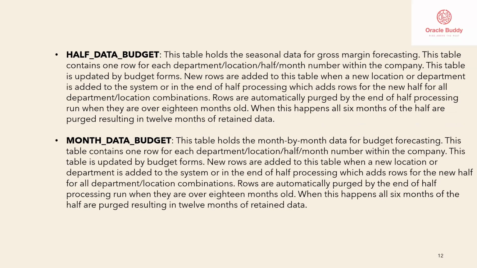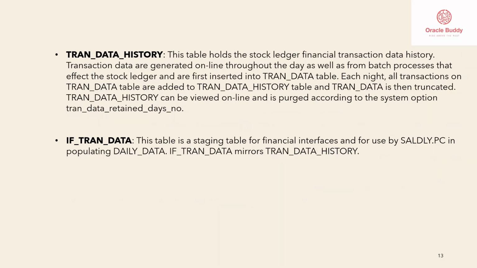Next tables are half data budget and month data budget. You can go through the description here. Two more important tables are trend data history. This table holds the stock ledger financial transaction data history. And trend data is a staging table for financial interfaces, for use by saldaily.pc in populating daily data. Trend data mirrors trend data history.